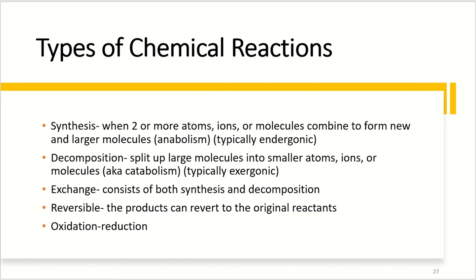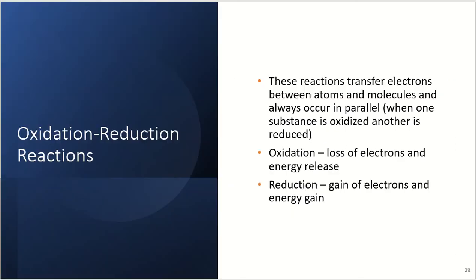All right, and then we have something called an oxidation reduction reaction, or a redox reaction, sometimes called. In the case of an oxidation reduction reaction, these reactions are going to transfer electrons between atoms and molecules, and they're always going to occur in parallel. So when one substance is being oxidized, another is being reduced. Oxidation is just going to be the loss of electrons and the release of energy, and a reduction is going to be the gain of electrons and energy gain. These are always going to happen in tandem, together in parallel. That's why sometimes it's just shortened to redox, like reduction and oxidation, redox.